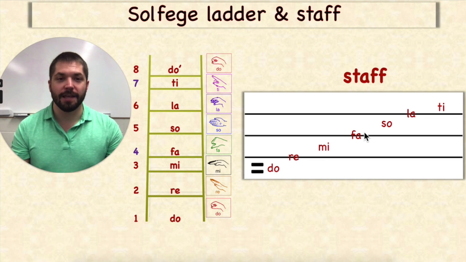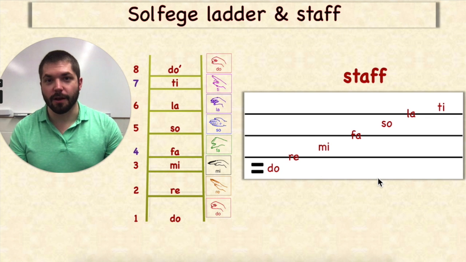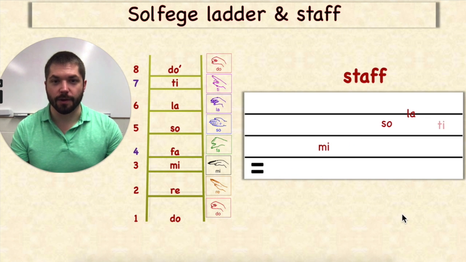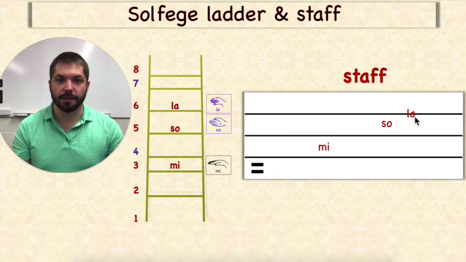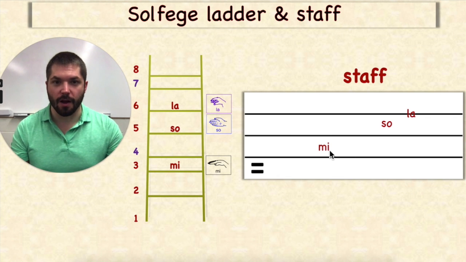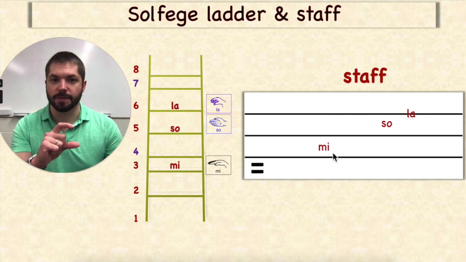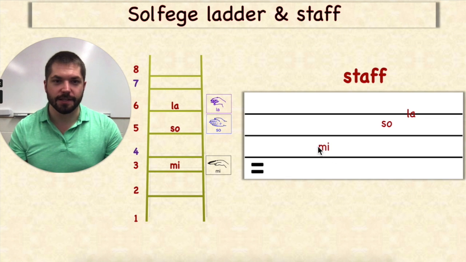Do, re, mi, fa, sol, la, ti. And high do somewhere. Okay, but we said we aren't using all of them today, so let's take away the ones we're not using. And we're left with mi, so, and la. Now let's check out where each of these are on our staff today. How about mi? Is it on a line or is it in a space between 2 lines? That's right, it's in a space.